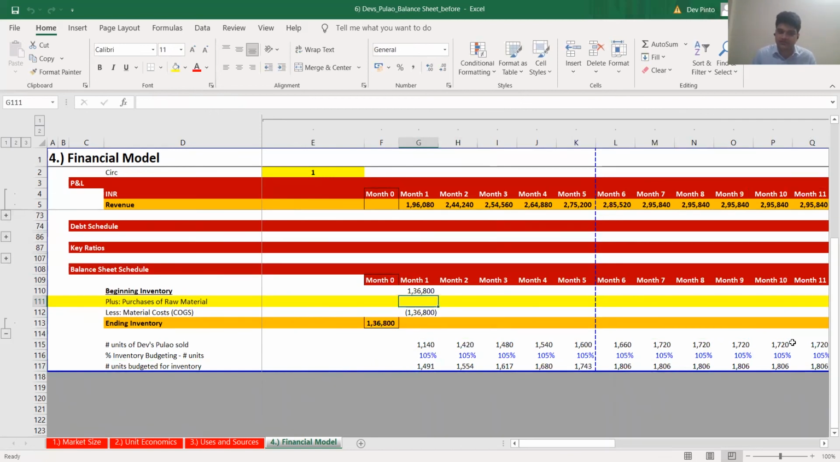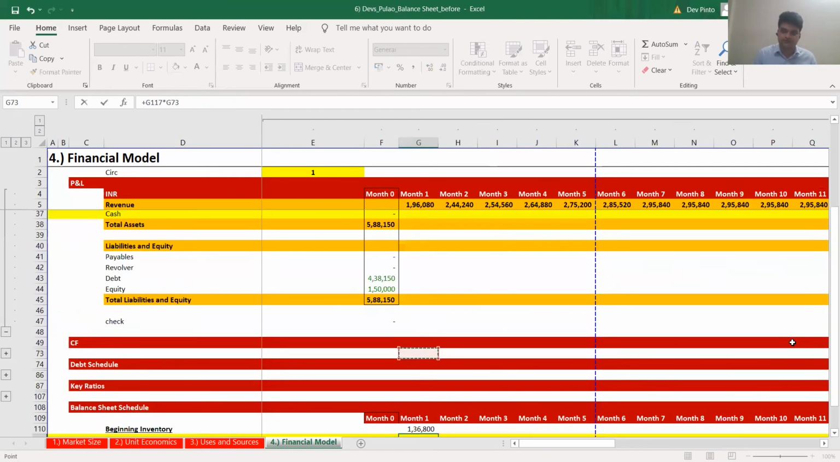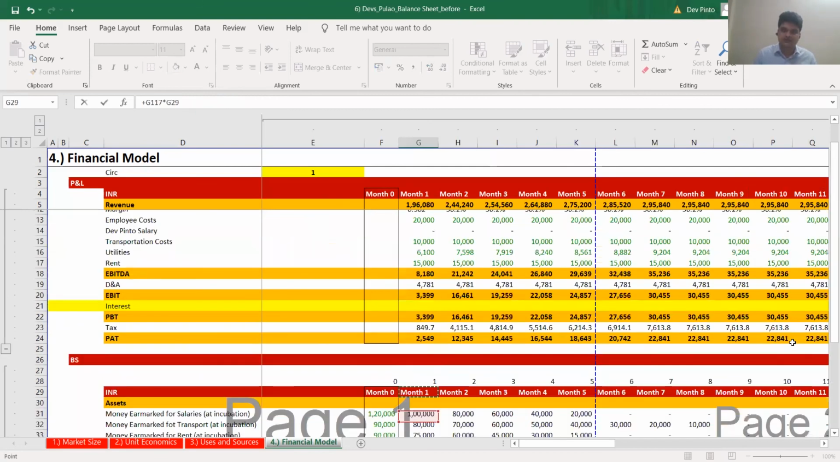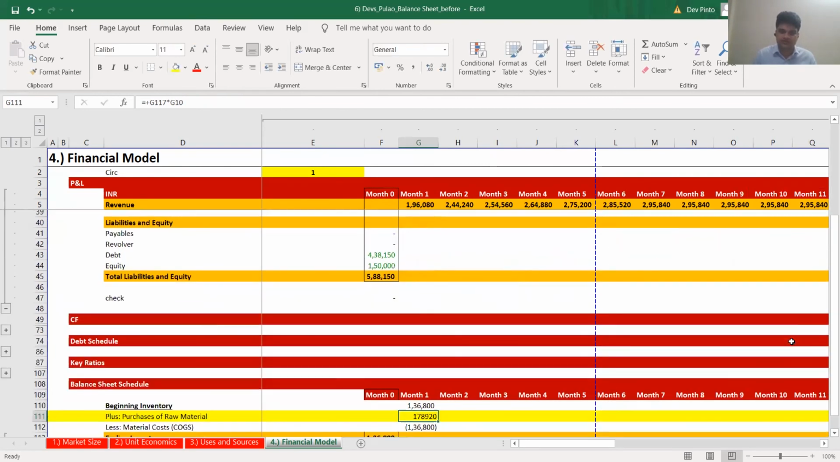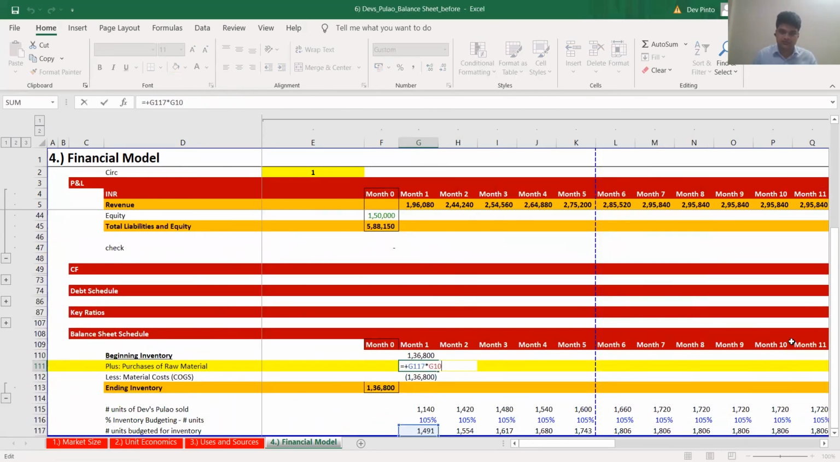So what are my purchases going to be? It's the number of units budgeted for inventory into the average COGS per plate, the average material cost per plate. We got this. So then my ending inventory balance is nothing but the sum of this. Why? Because you had certain inventory, you sold certain goods, the balance went down, and to replenish that inventory, I bought some more goods. Hence, this is my net balance.